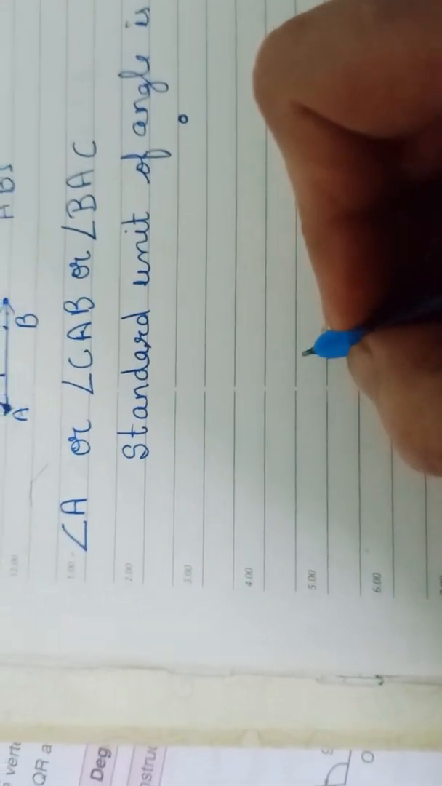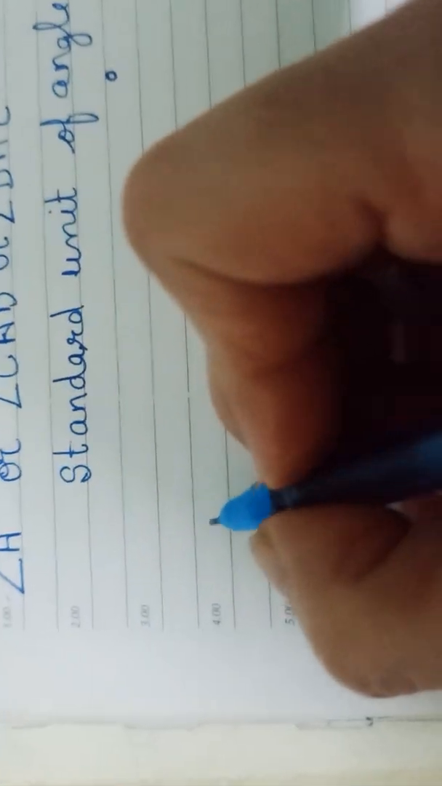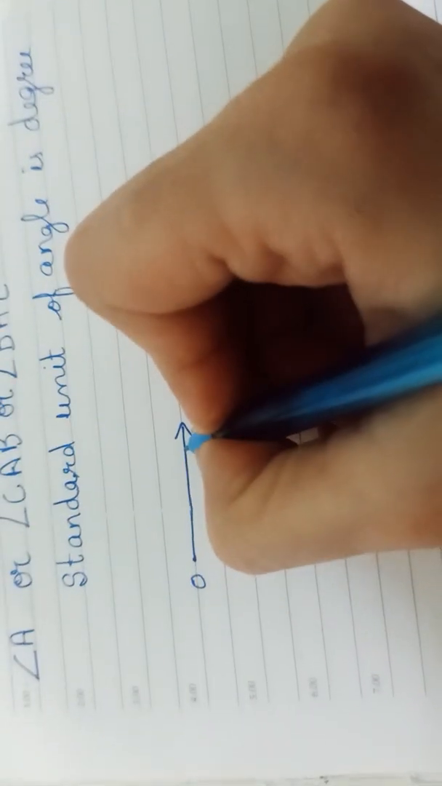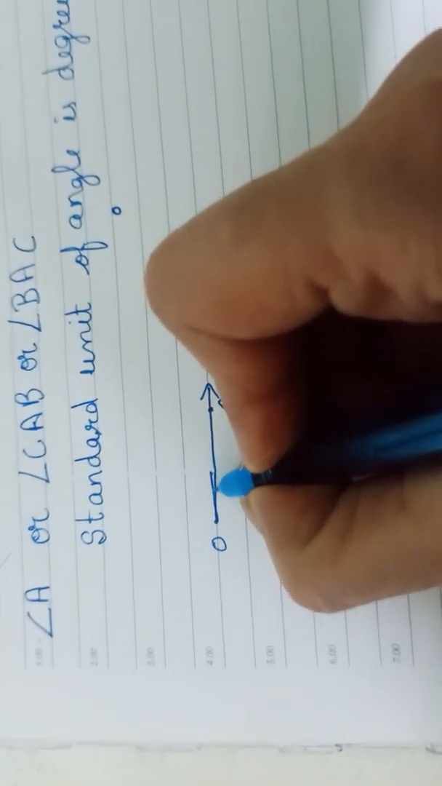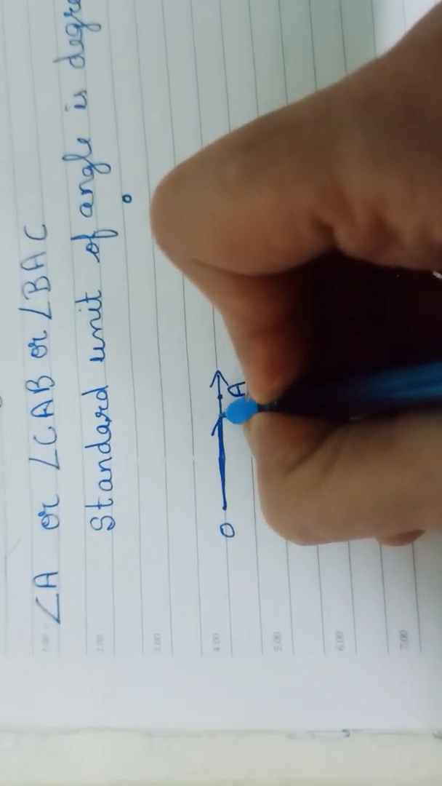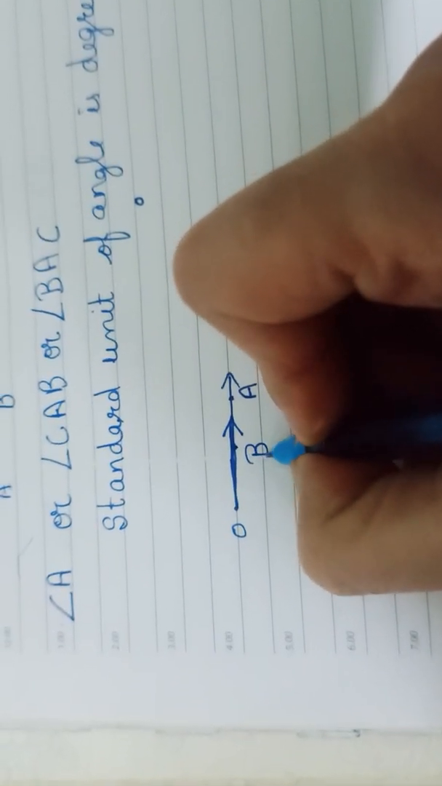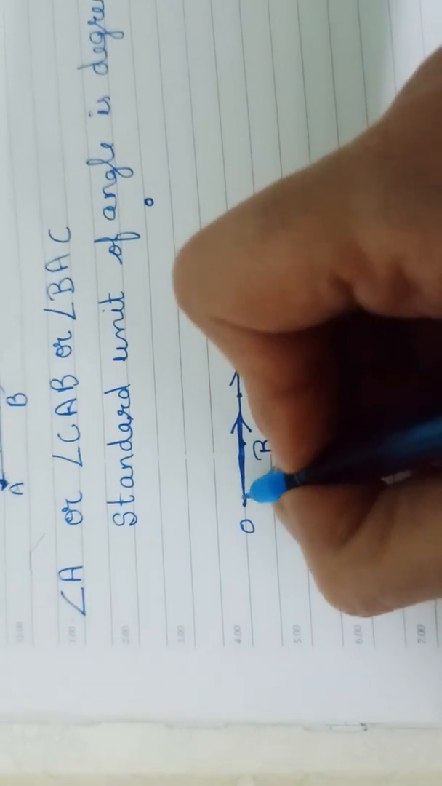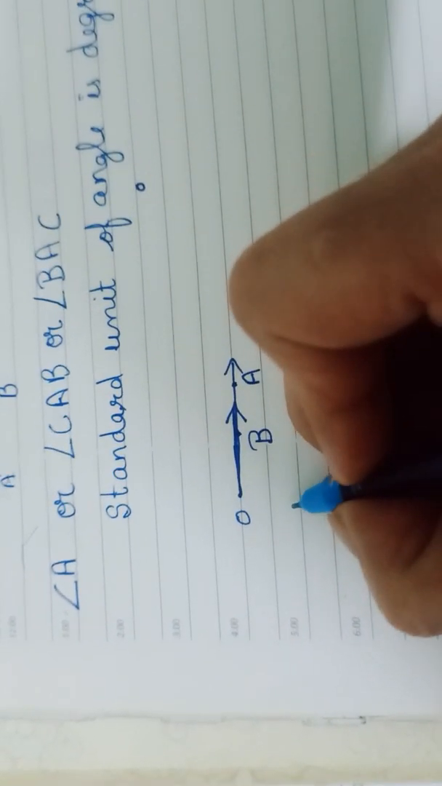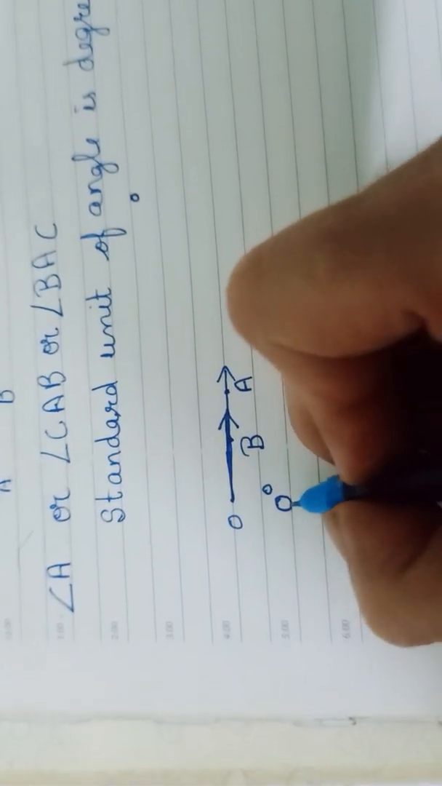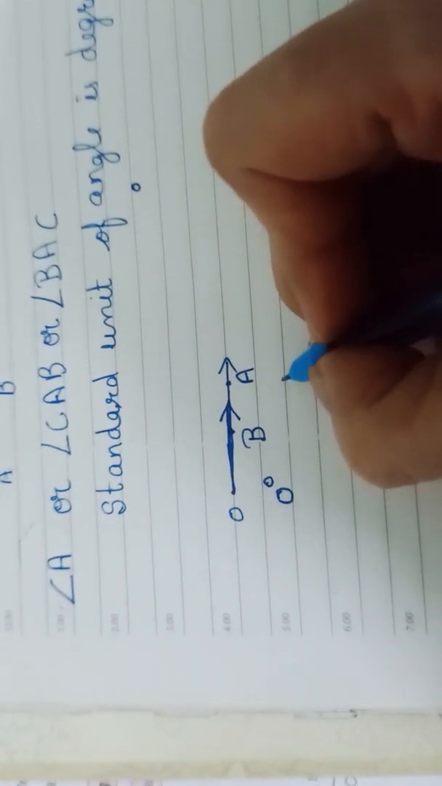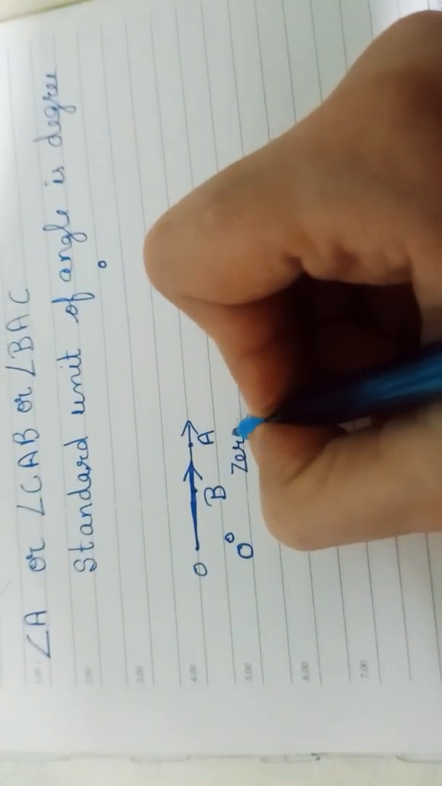Now we will know about different types of angles. When we are having two rays one upon another on the same side, then we have no angle here, and this is called 0 degree angle. This is degree, this is 0. We will say it is 0 angle.